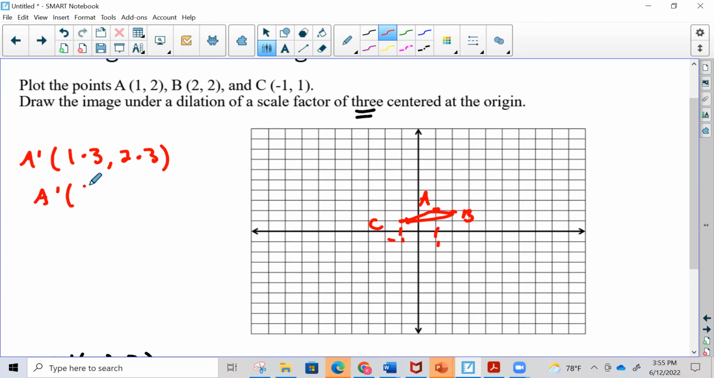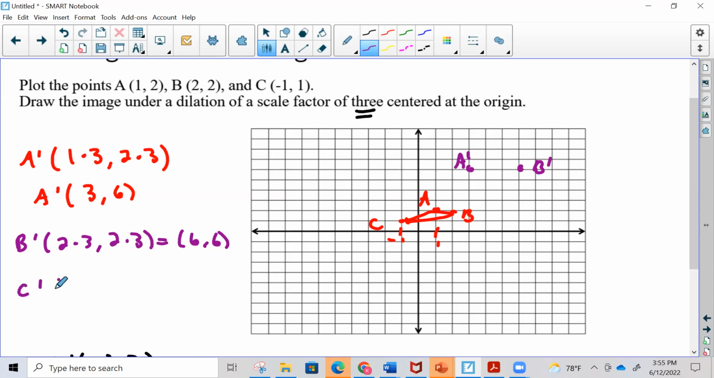And so then A prime would be 3, 6. And then I would plot that point 3, 6, and this would be my A prime. Okay, and then B prime would be 2 times 3 and 2 times 3, which is 6, 6. Okay, and then I plot both of those. And again, I'm increasing the distance from the origin by 3, and I can just do that by multiplying it.